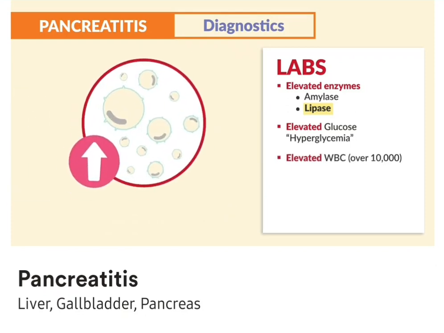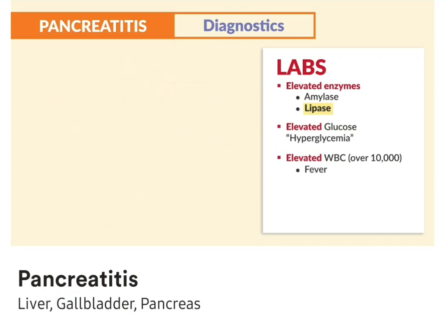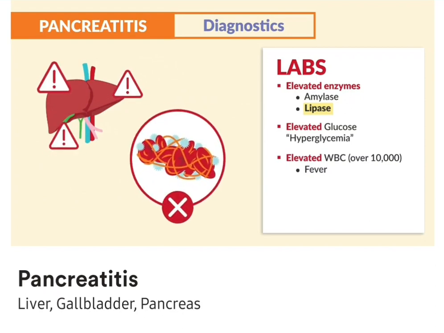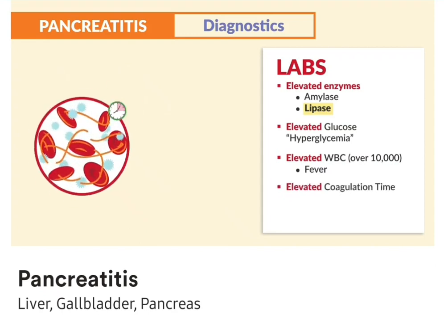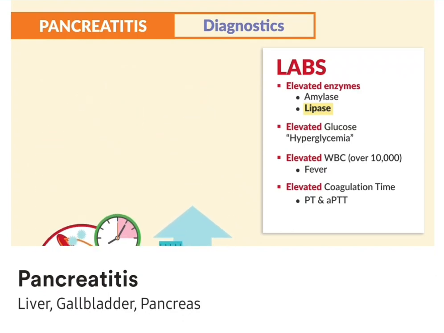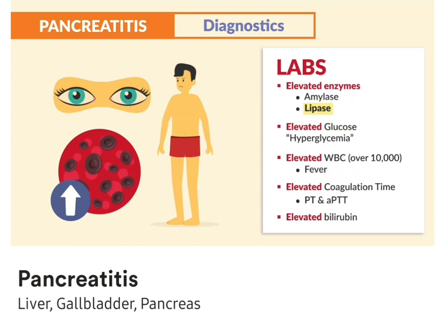Next, we have elevated WBCs over 10,000, and we can even see a fever from all the inflammation. And since the liver may be having trouble, it can't produce coagulation factors like normal, so we see elevated coagulation time with elevated PT and APTT. Huge risk for bleeding here. And elevated bilirubin, which will cause jaundice, as mentioned before.